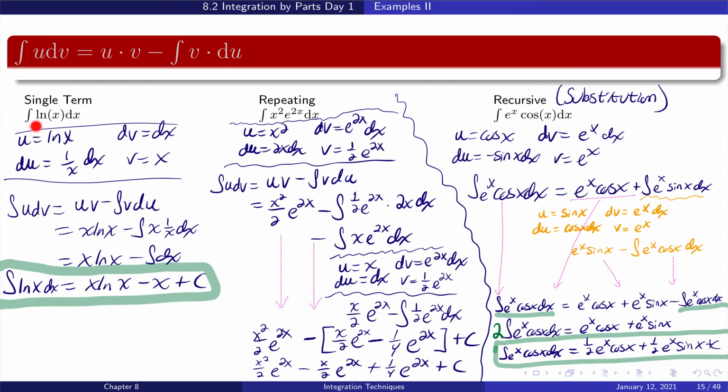So going in order, the antiderivative of natural log of x. If I let u equal the natural log of x, then du is 1 over x dx. dv is going to be dx. The antiderivative of each side is v equals x. And what you might think is that, well, now I just made it worse.